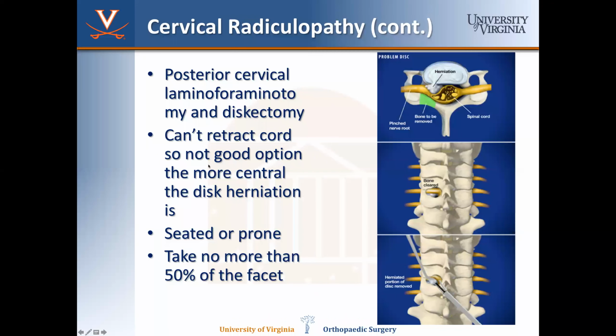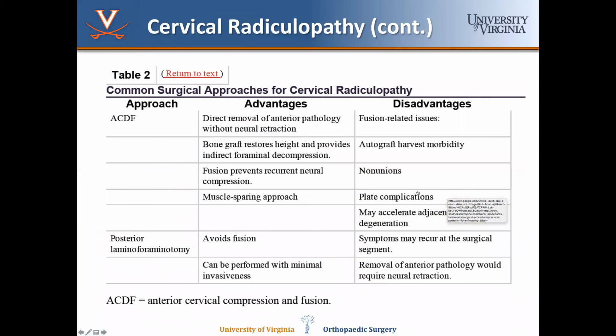No, that's what it says right here. I didn't even say, you can either do it seated or prone. Not a ton of people do them seated anymore, although some do. There is a risk of air embolus doing any seated cervical procedure, so that's a commonly tested item. And prone is what we do if we do a cervical foraminotomy or discectomy. Be certain not to take any more than 50% of the facet. Trying to move along here a little bit.